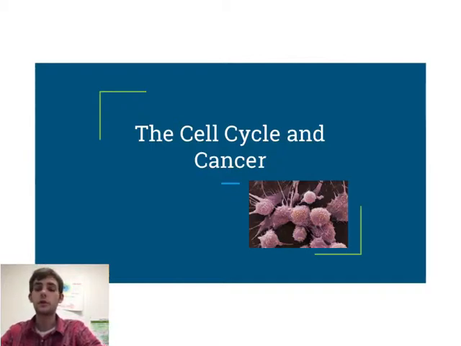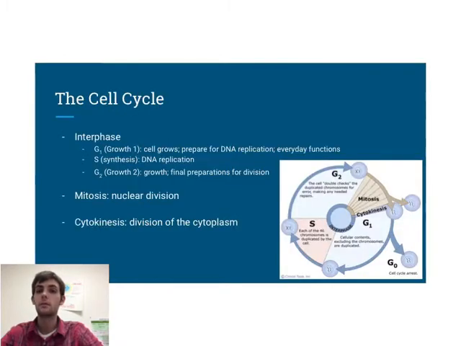So in this unit, we're going to start talking about cells and the cycle that cells go through throughout their lifetime. We're also going to tie this into cancer and how cancer is caused by some mishap within the cell cycle. So the cell cycle is broken down into three main steps.